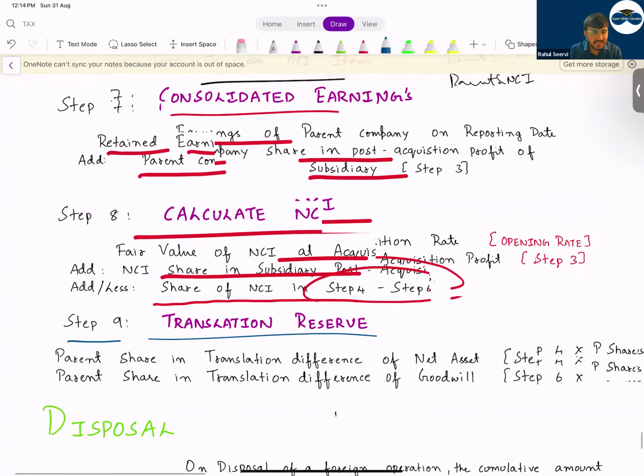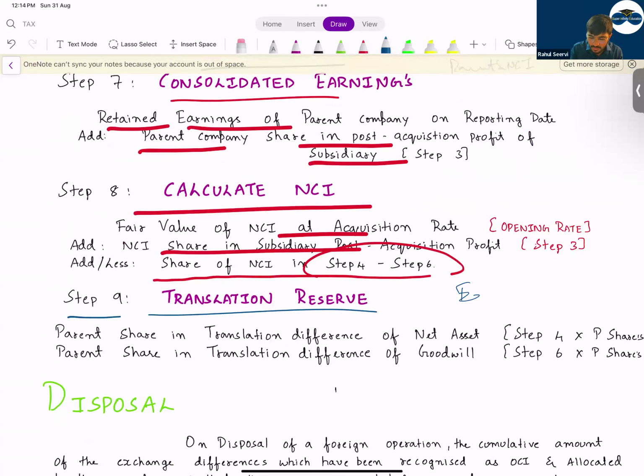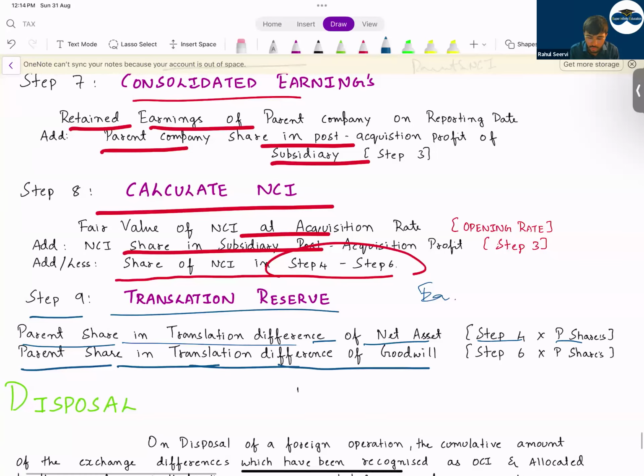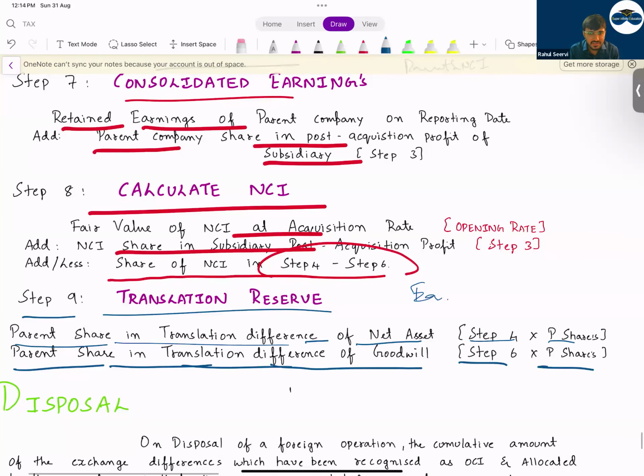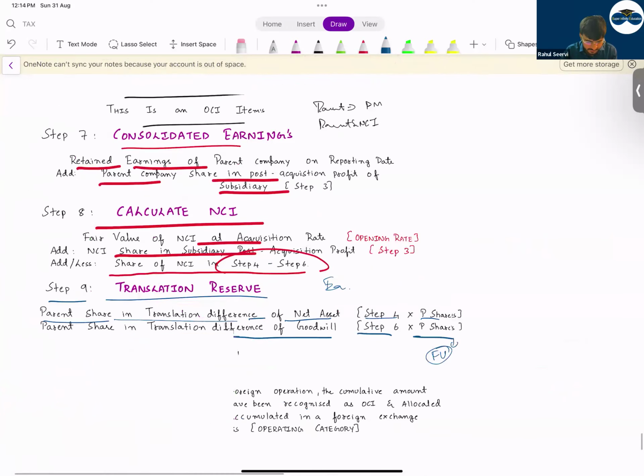Then step 9 is what? Translation reserve. This translation reserve will be recorded in the equity part, and it will include what? Parent's share in translation difference of net assets: step number 4 into the parent percentage. Parent's share in translation difference of goodwill: step 6 into the parent's share, only in the fair value method. For the full goodwill method, we will take the full amount here. I hope this is clear to everyone.